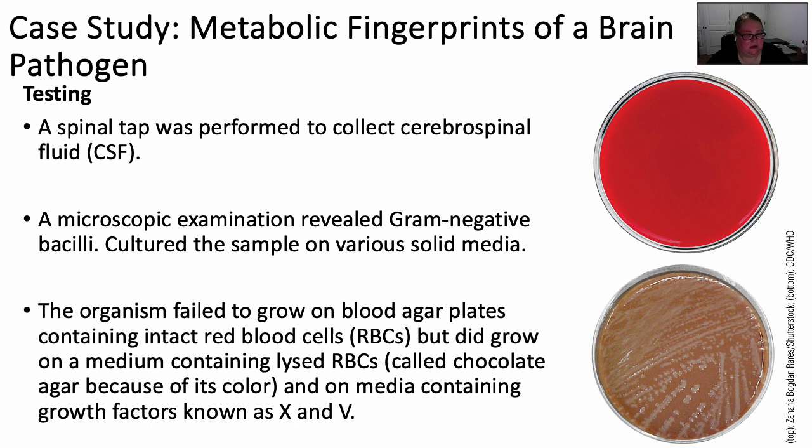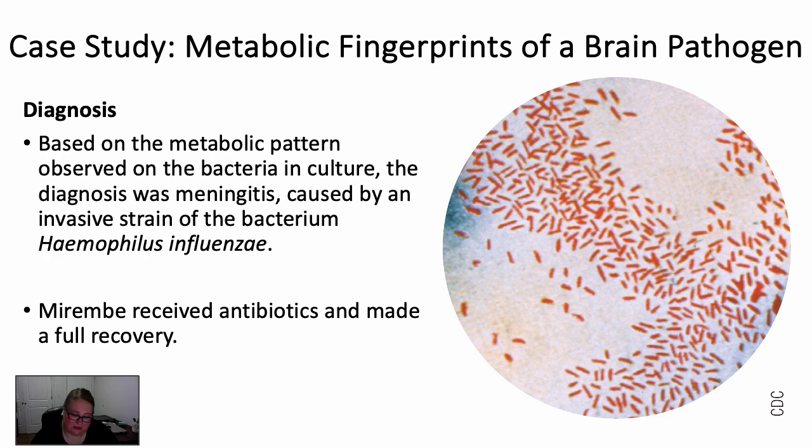Okay, so between the no growth on the blood agar and the growth on the chocolate agar and the media with the X and V in it, the doctors can make a diagnosis. So based on the metabolic pattern, what they see underneath the microscope, what they see on the plates, the diagnosis is that in fact Mirembe has meningitis, and her meningitis is caused by a strain of bacteria called Haemophilus influenzae. Okay, and once they have this diagnosis, they can give specific antibiotics to Mirembe, and they did this, and she makes a full recovery.